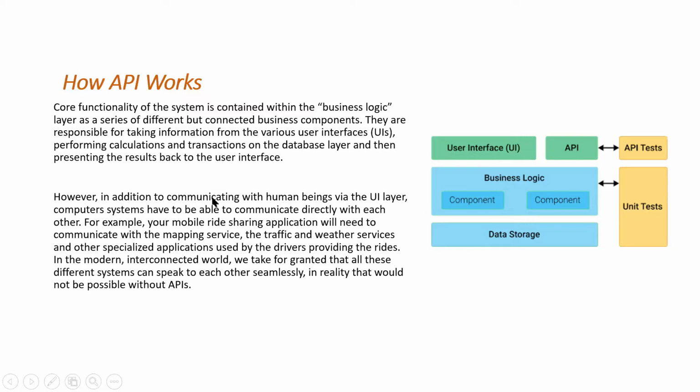But in addition to communicating with human beings through the UI layer, computer systems have to be able to communicate directly with each other also. For example, your mobile ride sharing application, for example Uber, will need to communicate with mapping services, traffic and weather services, and other specialized applications used by the drivers providing the rides. In the modern interconnected world, we take for granted that all these different systems can speak to each other seamlessly. In reality, that would not be possible without APIs.